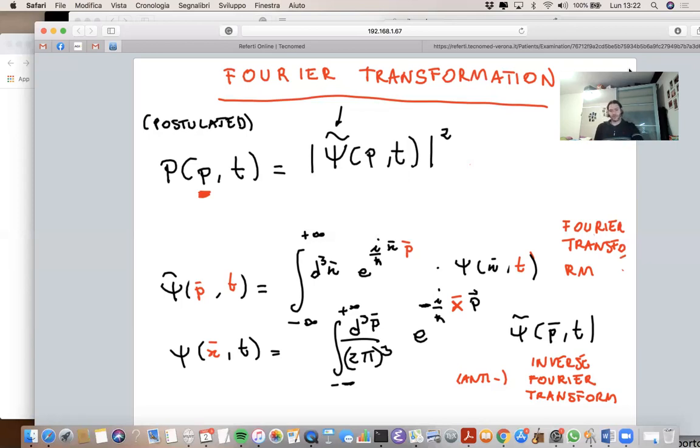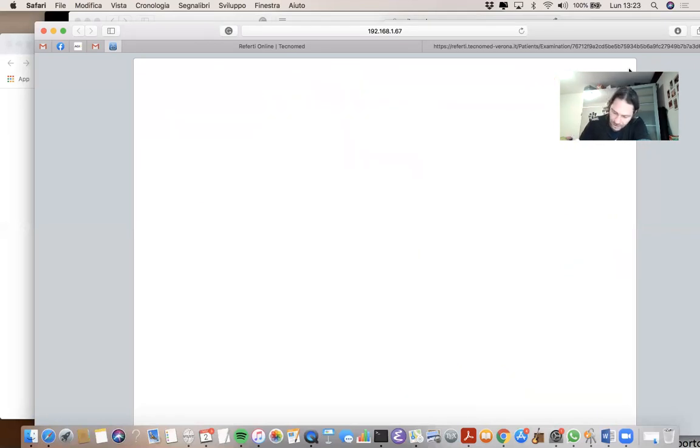In fact, if you perform the anti-Fourier transform of the Fourier transform, you go from psi of x to psi of p and back to psi of x. And this 2 pi to the third here is a numerical factor that enters to make sure precisely that you don't get any additional constant in this back and forth loop. So let me just draw it.